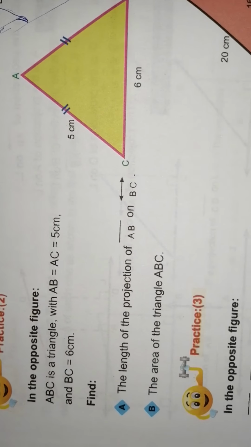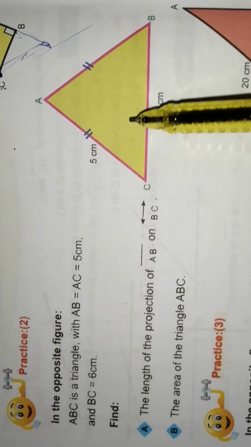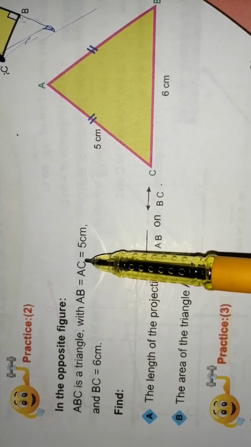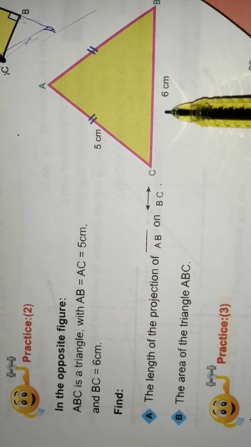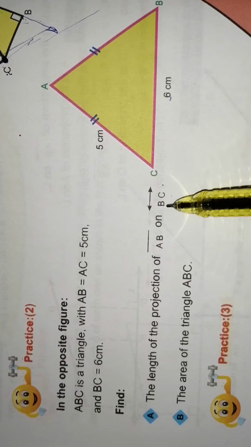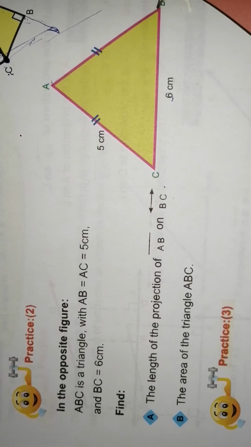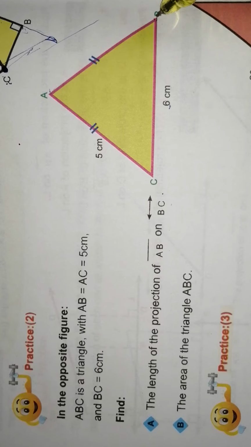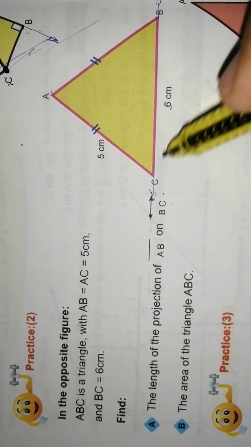Practice 2, in the opposite figure we have an isosceles triangle. AC equals 5 and BC equals 6 centimeters. Then find the length of the projection of AB on BC. Where's AB? This is AB. And we want to find its projection on BC. Where's BC? It's the straight line in horizontal scale, which is named BC.